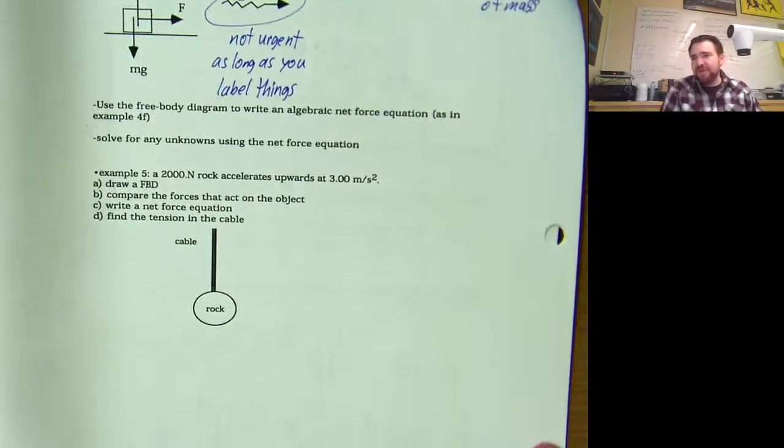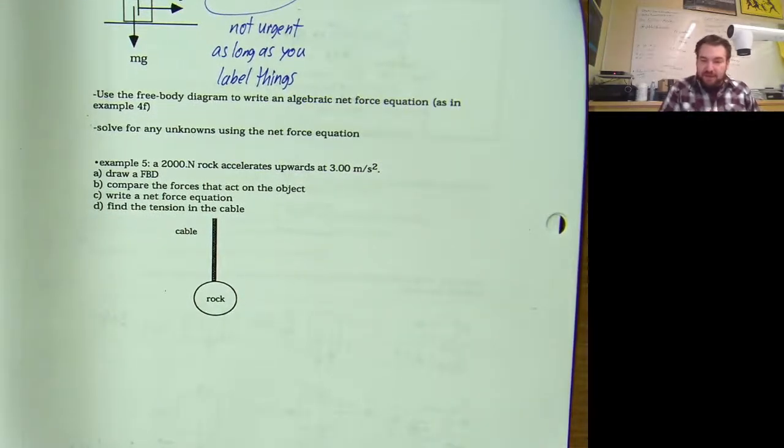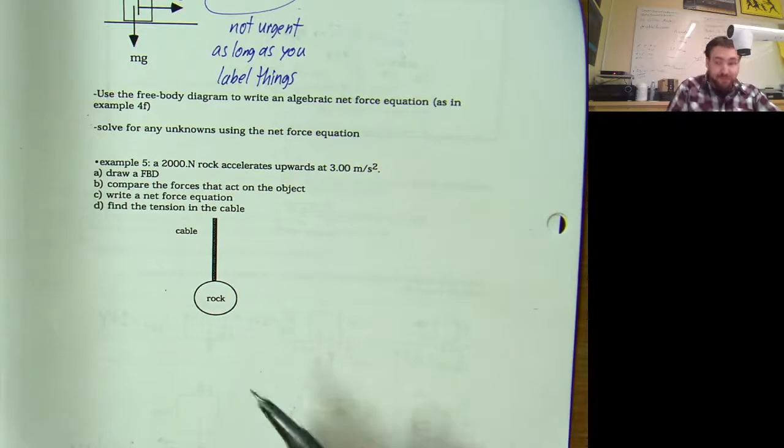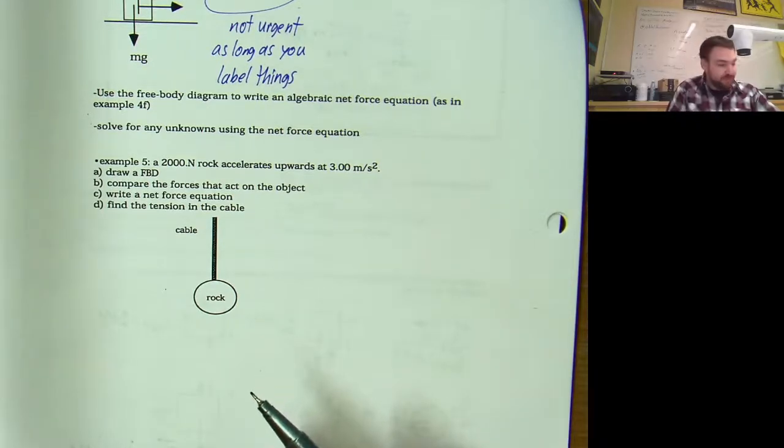So this should be a review of a question you would have looked at last year. You've got a 2,000 Newton rock accelerating upwards at 3 meters per second squared. Draw a free body diagram, compare the forces that act on the object, write in a force equation, find the tension in the cable. Let's go through these steps. So I'm just going to add my forces directly to the image that we've got drawn here.